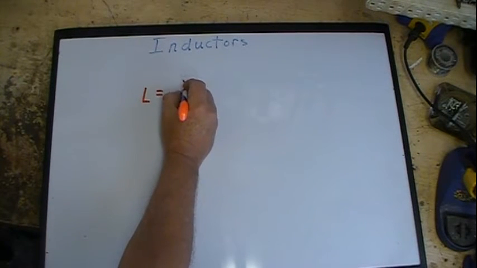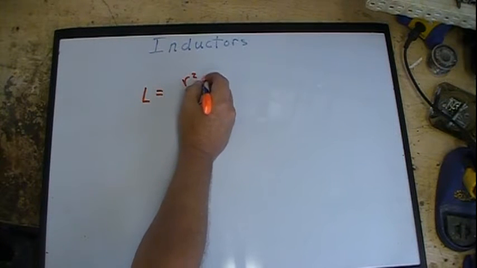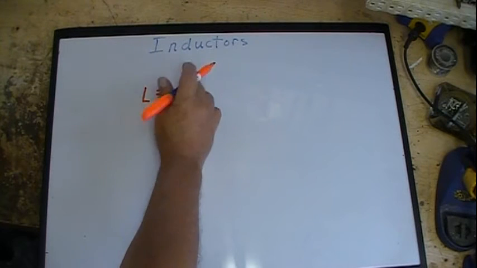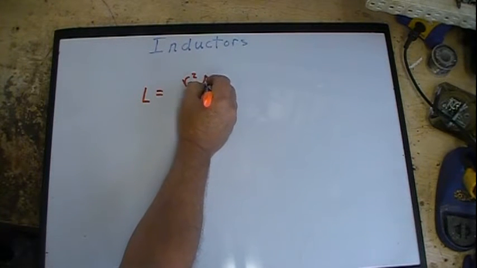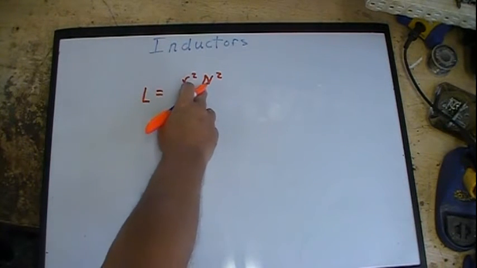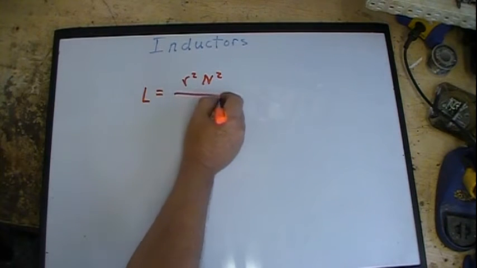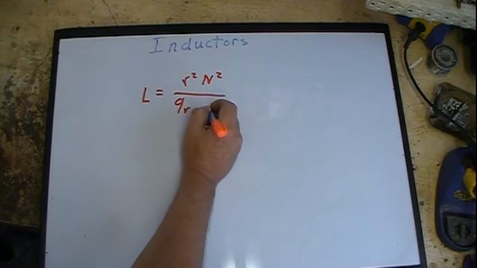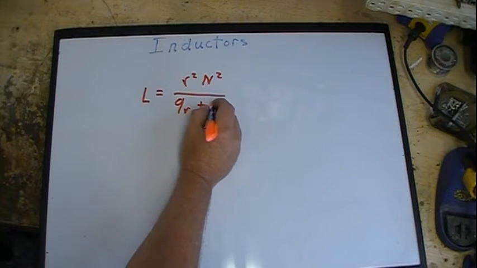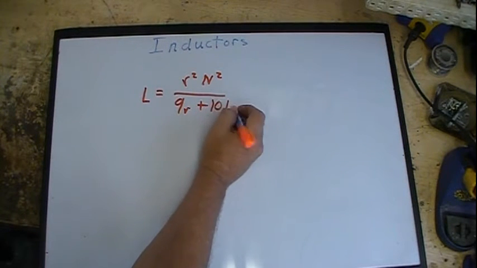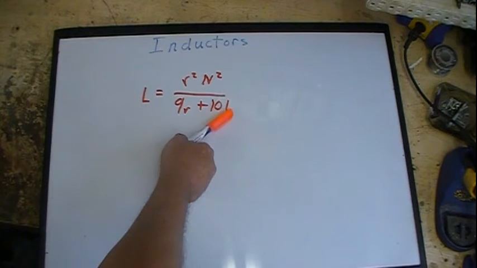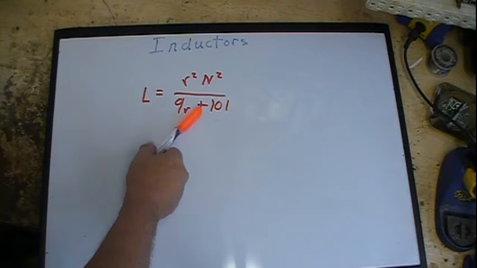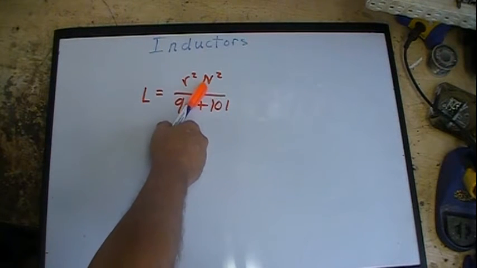Will equal R squared, R is the radius, times N squared, which is the number of turns. We divide that by 9 times R plus 10 L. Okay, this L is length, R is radius, this is in inches, and N is the number of turns.